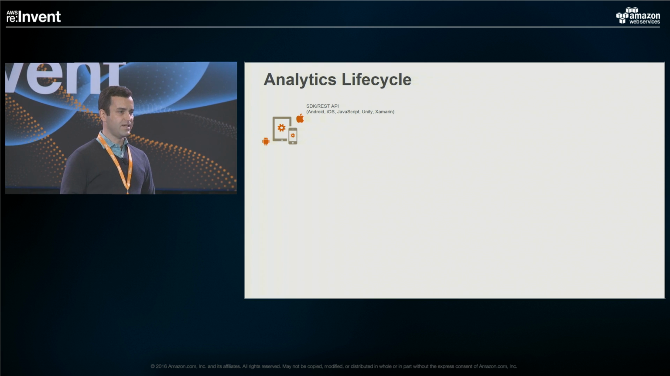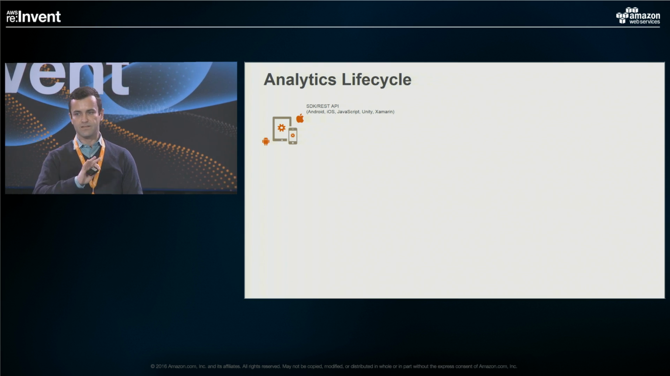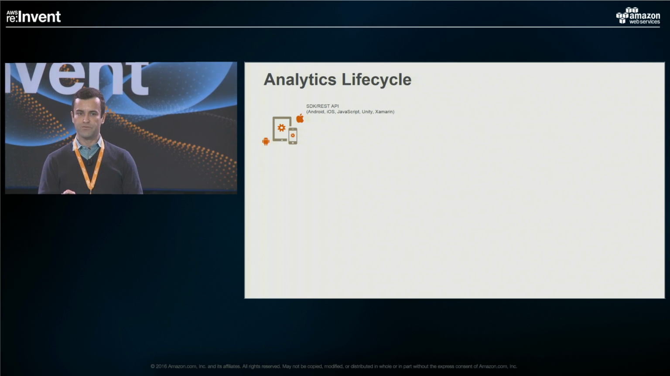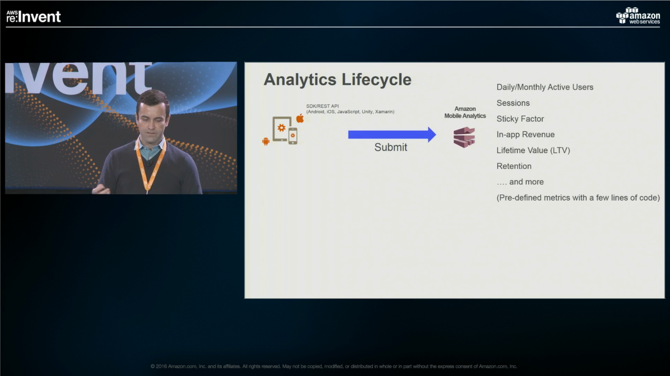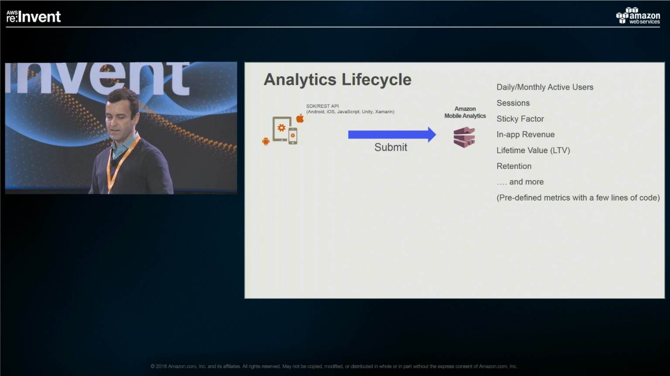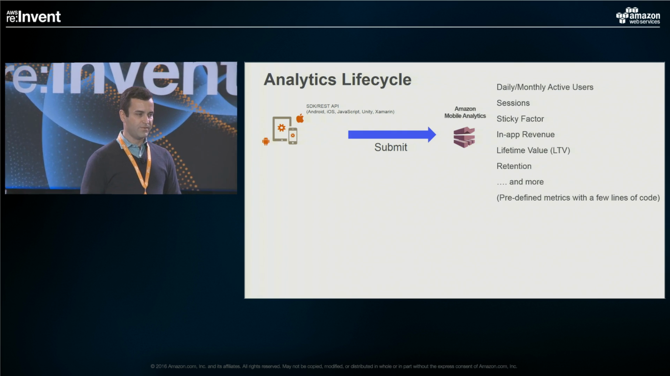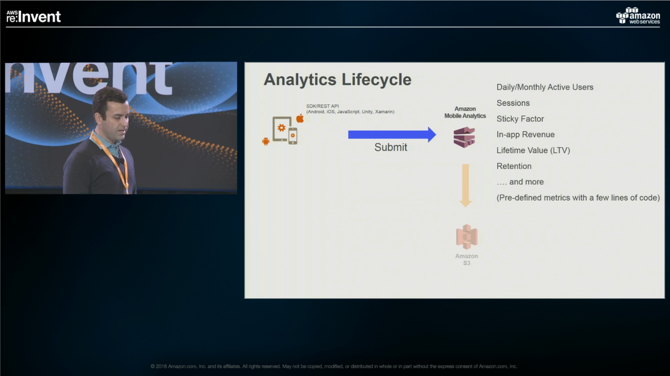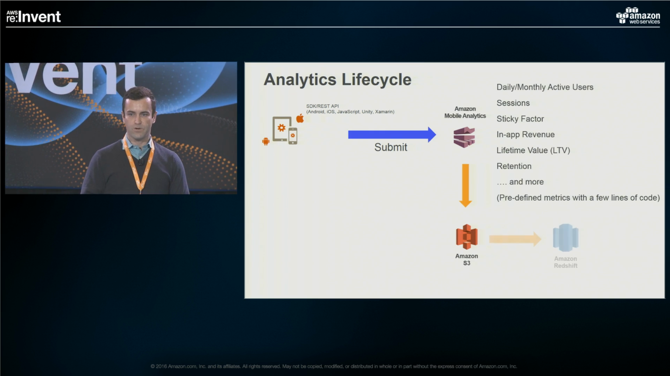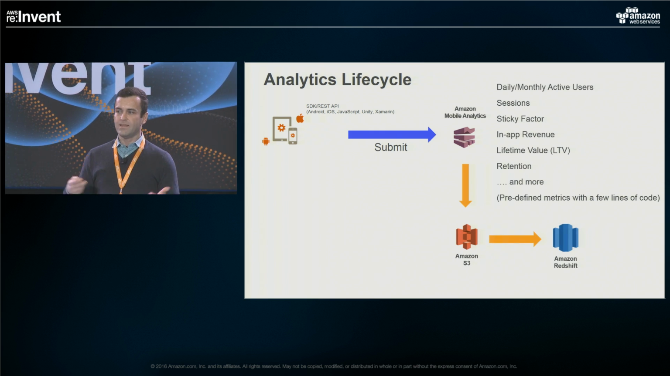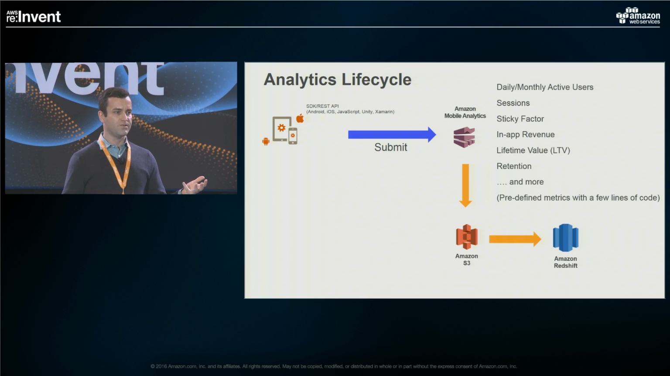So an analytics lifecycle, and this will bleed into kind of like a CQRS pattern if you're familiar with that, is something like: I'm going to submit events with just a few lines of code via Mobile Analytics, and I get all of this information like stickiness factors, retention rates and so forth. I can click a button, that'll go to S3, and click one more button, it goes to Redshift. And then you've got access to the whole AWS ecosystem, right?